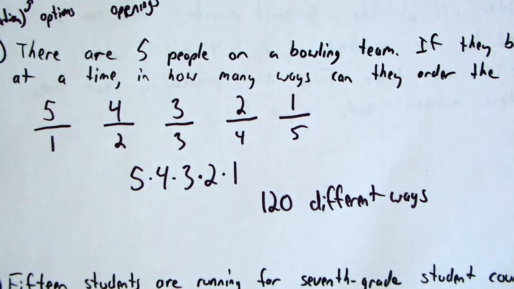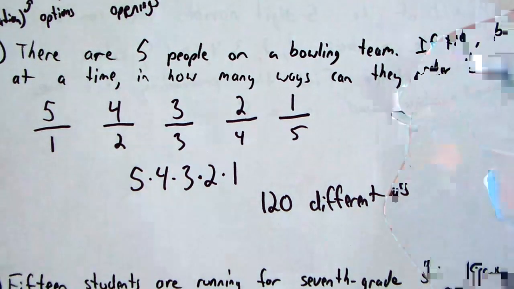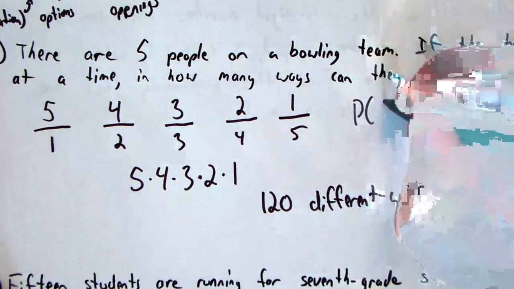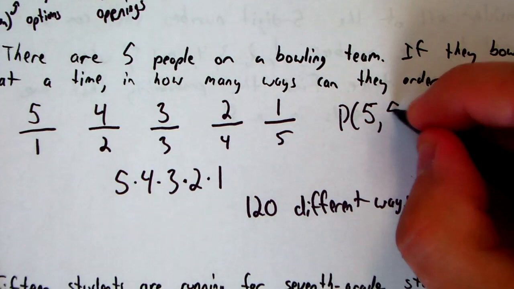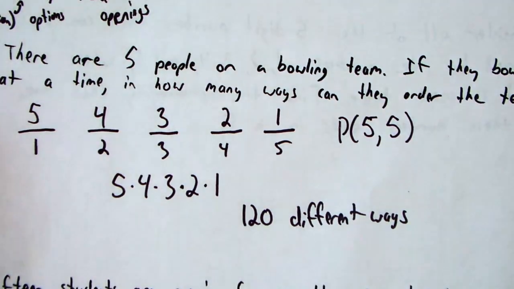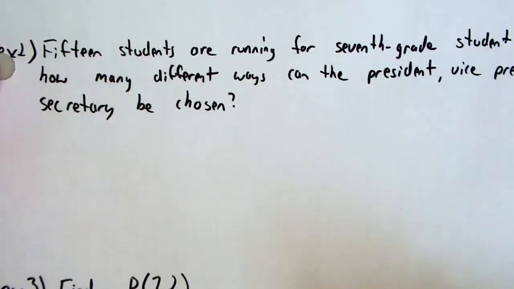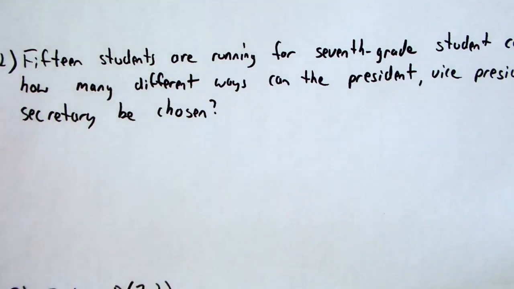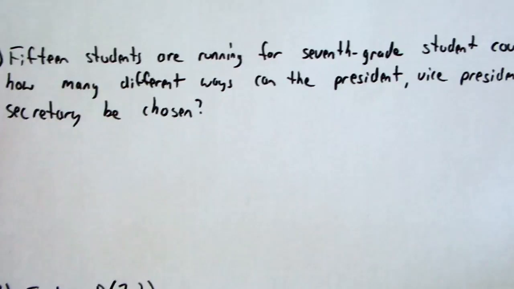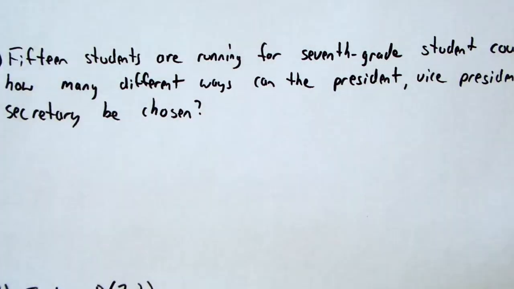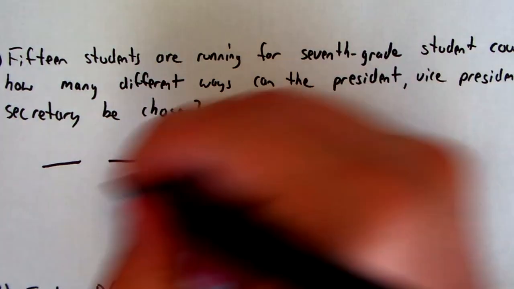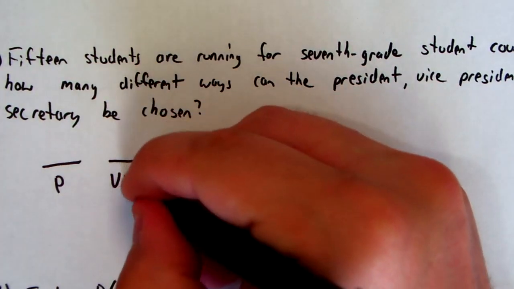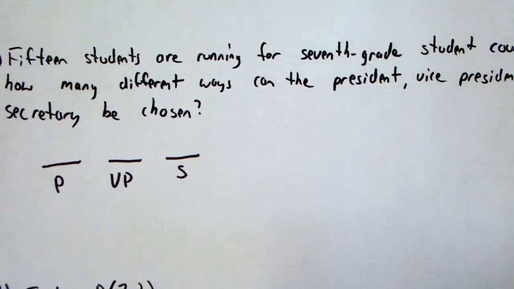All right, let's look at example 2, because this one was really this kind of notation: we have 5 options and 5 openings. We now have something a little bit different. 15 students are running for 7th grade student council. In how many different ways can the president, vice president, and secretary be chosen? So now you have 3 openings: president, vice president, and secretary.